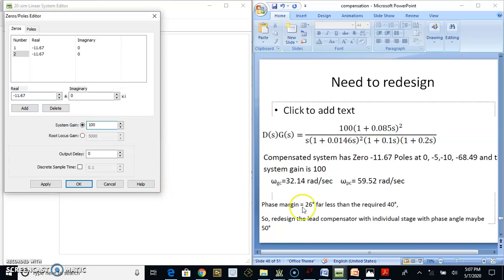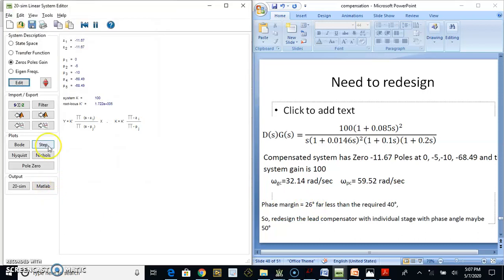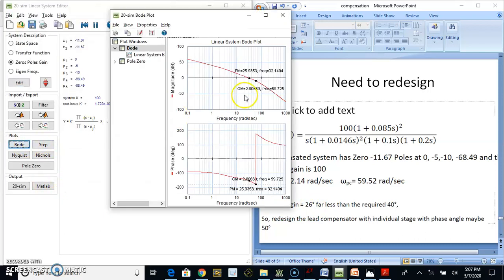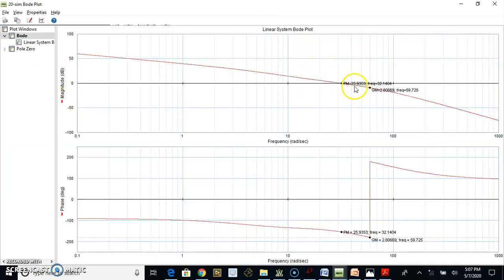So this should result in a phase margin of 26 degrees. Let me apply this and look. You can see now the phase margin is plus 25.93 degrees and the gain margin is 2.8. Of course now both are positive, meaning the system has become stable, but it still does not meet our requirement of a phase margin of 40 degrees. You can see the phase margin is hardly 25 degrees, which is less than the expected 40 degrees.